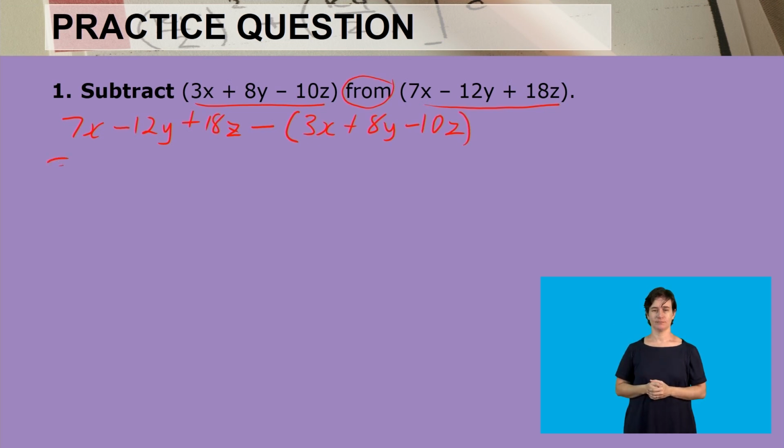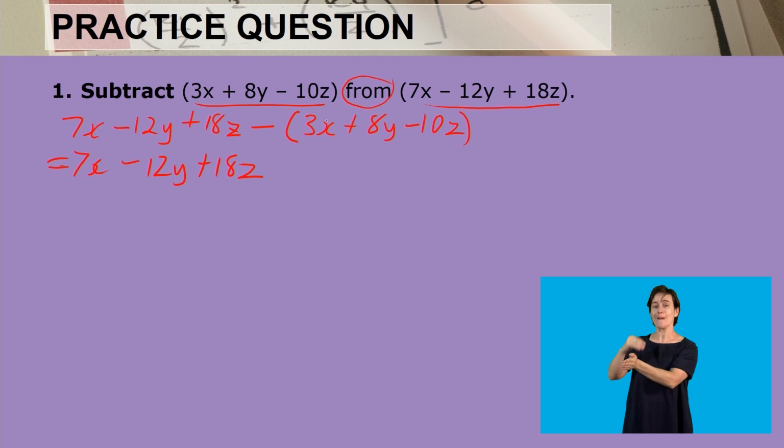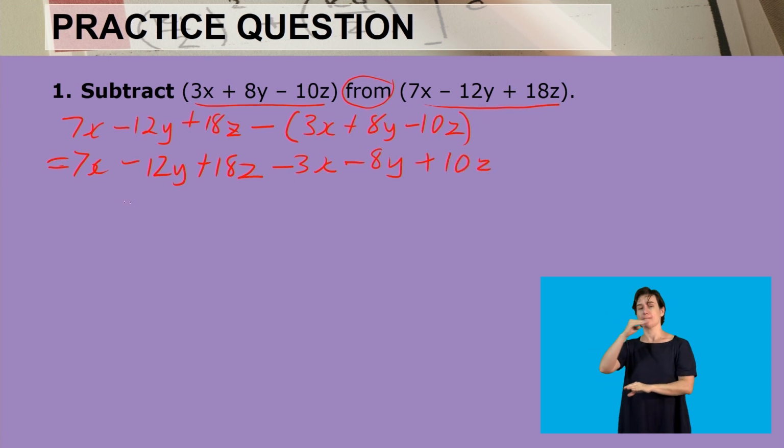Then the next step is we write the first part as it is, 7x minus 12y plus 18z, and then we have a negative 1 there. Negative 1 multiplied by 3x is negative 3x. Negative 1 multiplied by 8y is negative 8y. Negative 1 multiplied by negative 10z is positive 10z.